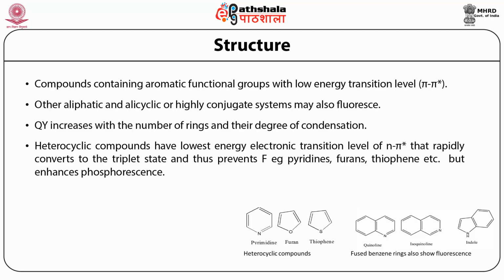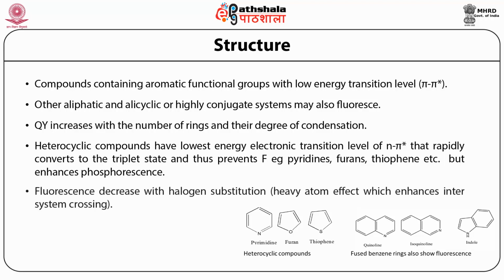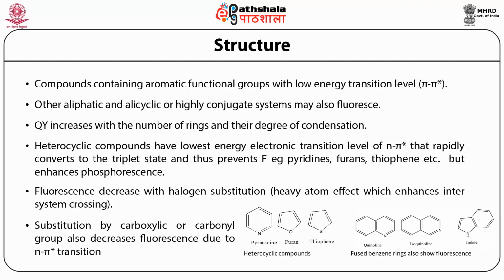There are some other compounds which contain a fused benzene nucleus, and they show fluorescence. So you can have the same heterocyclic compounds fused with benzene, and they have fluorescence. For example, quinoline, isoquinoline, indole. Fluorescence has also been observed to decrease if the substituent is heavy, or you can say halogen, because of the heavy atom effect that again enhances intersystem crossing, resulting in phosphorescence and diminishing of fluorescence. Substituents like carboxylic or carbonyl groups also cause a decrease in fluorescence due to n-to-pi transition.